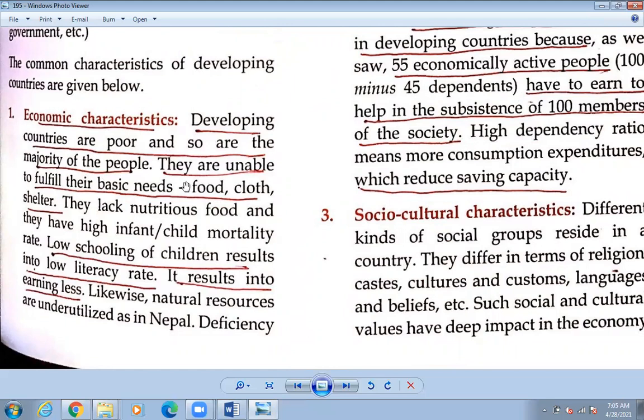The majority of people are poor enough, and they are unable to fulfill their basic needs also. Poor things, they cannot even fulfill their basic needs like food, clothes, shelter. They do not have their own house, they cannot eat food, nutritious food. They cannot wear proper clothes. If they wish to buy clothes, they do not have the money to buy them. So instead they stitch the clothes and use that cloth again and again. That is the economic characteristics that we can see.